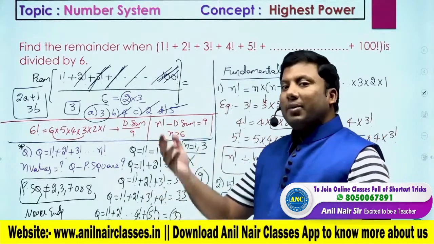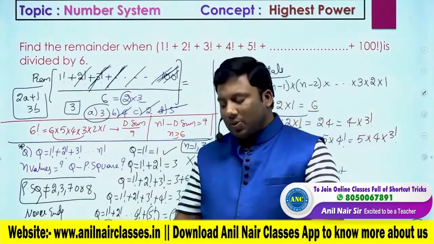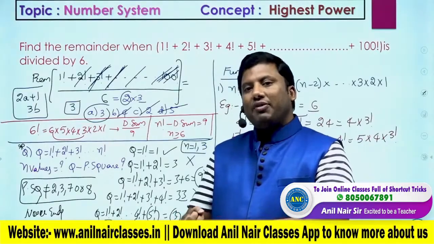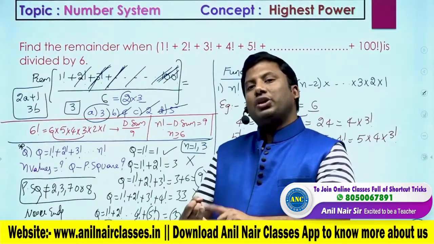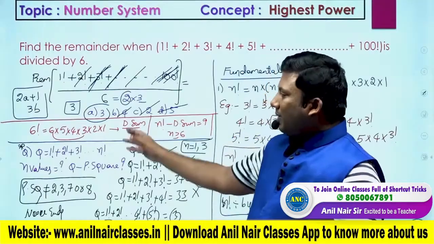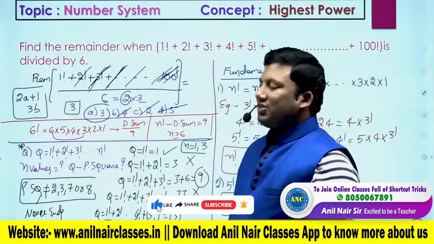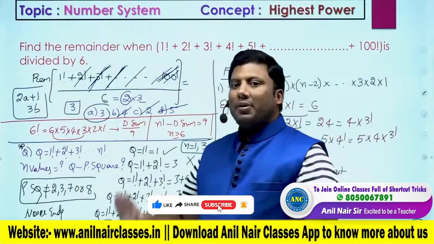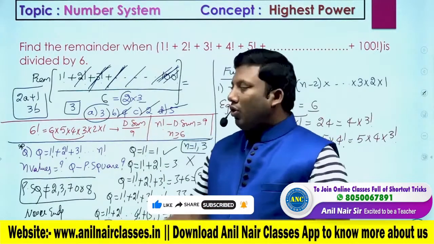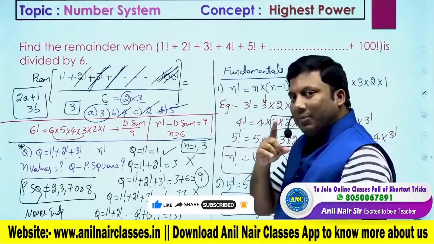Whenever you divide a number by 6, what are all the remainders possible? 0, 1, 2, 3, 4, 5. In 0 to 5, what is the number that is perfectly divisible by 3? That is 3. So if answer options are there, you can convert the denominator into a product of coprimes and you can solve it. Again, I am repeating.